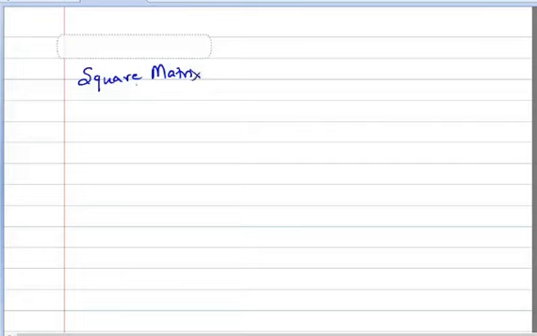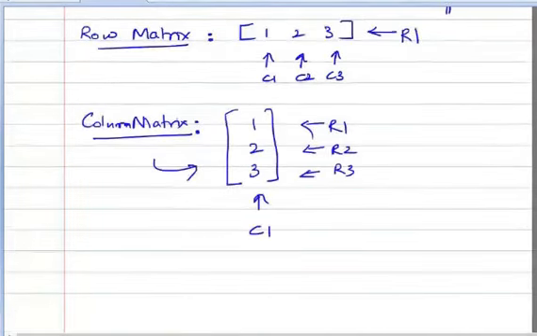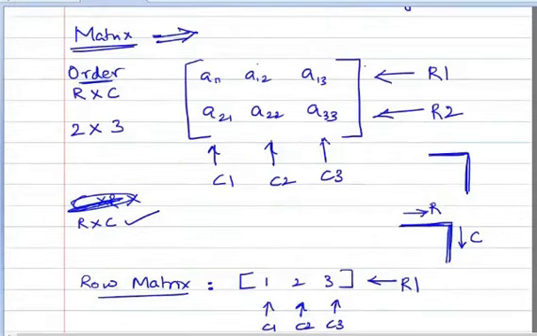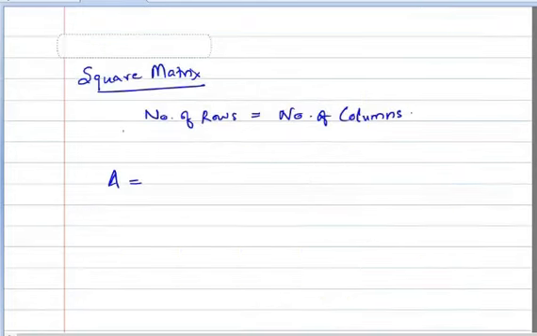Square matrix. A matrix in which the number of rows is equal to the number of columns is called a square matrix. You take this previous example. So here I am having a matrix. How many rows are there? 2. And how many columns are there? 3 columns are there. Here the number of rows is not equal to the number of columns. So this is not a square matrix. For a square matrix, the number of rows should be equal to the number of columns.